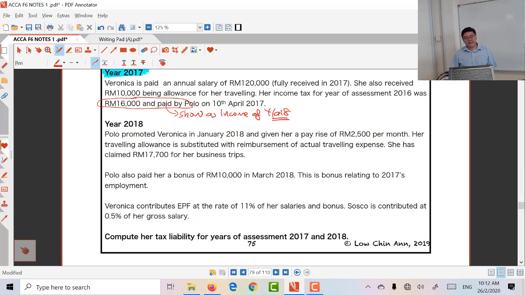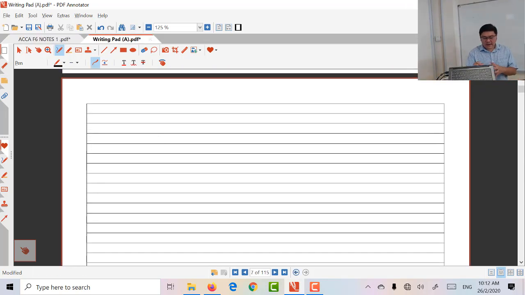But then it goes on with 2018 and says that Polo promoted Veronica in January 2018, and then gave her a pay rise of 2005, and the traveling allowance is substituted with reimbursement of actual traveling expense. She claims 17.7 for her business trip. Polo also paid her a bonus of 10,000 in March 2018, which relates to 2017's employment. Okay, Veronica contributes EPF at the rate of 11% on both salary and bonus, and SOCSO is at 0.5% of the salary. So that's what it says, okay? Now, what is the tax liability that she has to pay in 2017 and 18? Now, let's just do this together. I'll do the 2017 first. Okay, then I will get you to go on with 2018, all right?